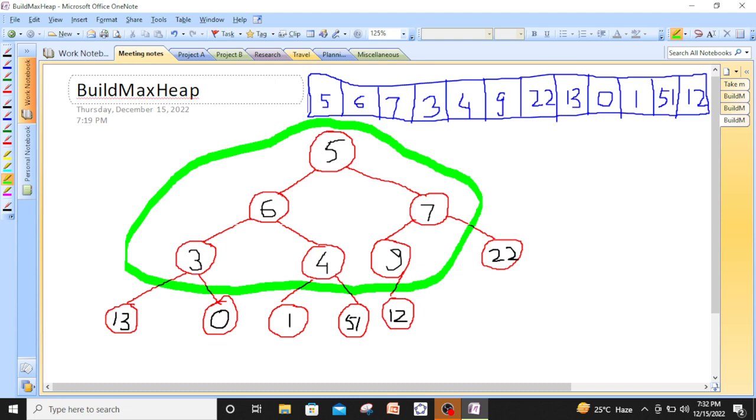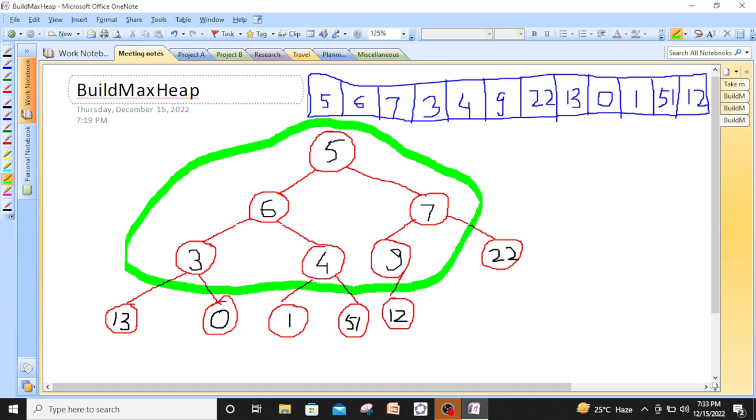So the understanding of this build max heap function starts. I have read the values from the top, but the working for this build max heap happens from the last, in the opposite direction. That is, the working will start from 9, 4, 3, 7, 6, 5.